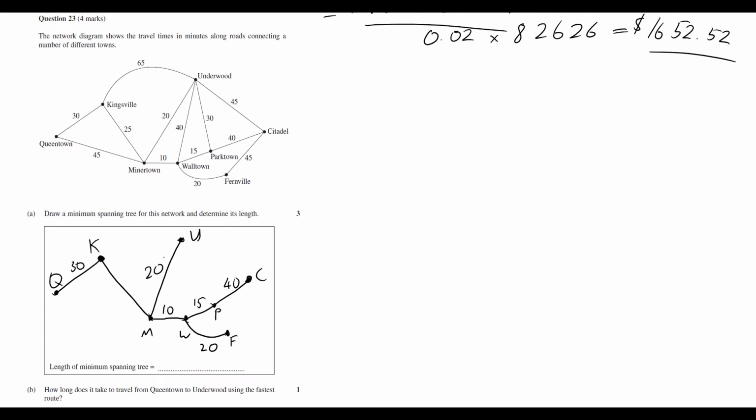Now it asks us to find the length of the minimum spanning tree. So all we do is go through and work out the weights of each section and add them together. Oops, I've forgotten that 25 there, from Kingsville to Minortown. So we'll add all these numbers and see what we get. 30 plus 20, 50, plus 25, 75, plus 10, 85, plus 15, 100, plus 40, plus 20. We'll get a total weight of 160.